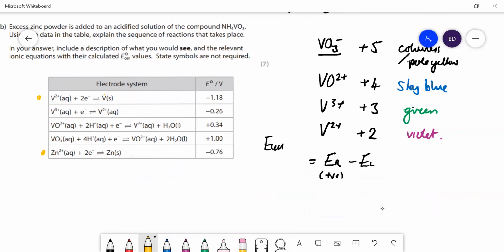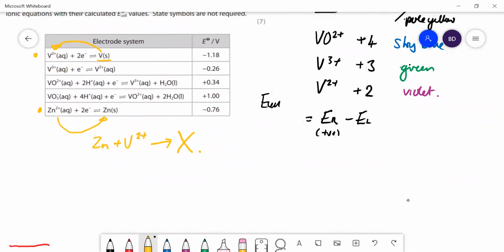So that one would go backwards and that would push the zinc to go forwards. That means that zinc metal would not react with V2+. No reaction there. So you would not see the violet color disappear and vanadium metal be deposited on the surface of the zinc. That doesn't happen. The solution just stays violet, and that's the end of the reactions.